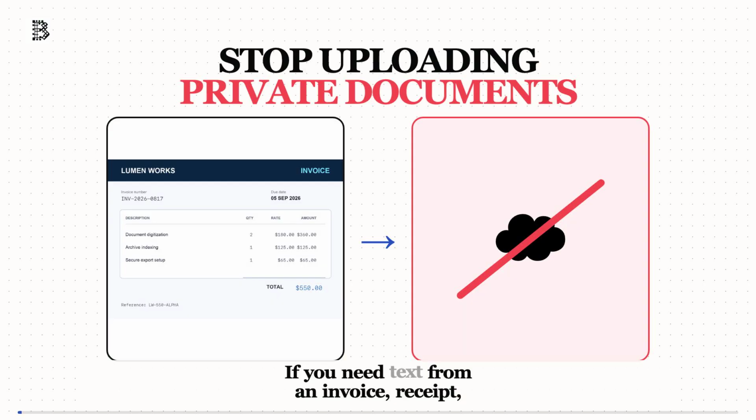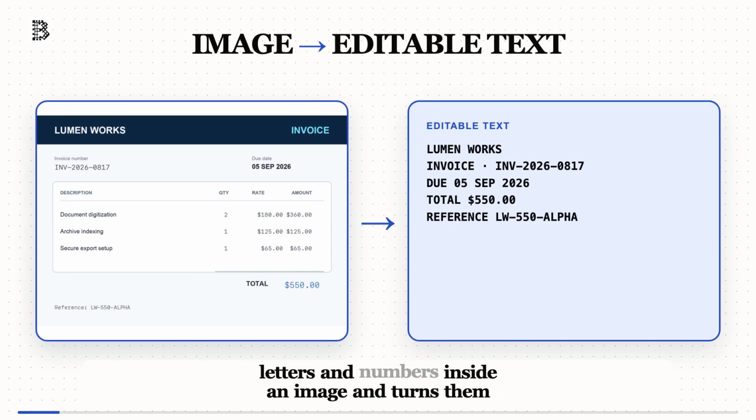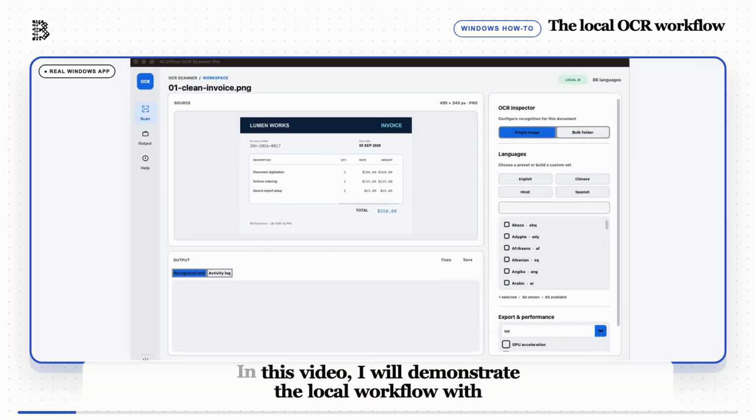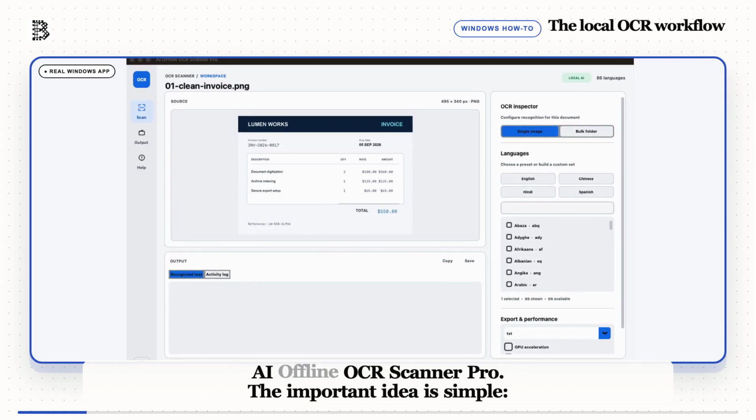If you need text from an invoice, receipt, label, or scan page, you do not have to upload that document to an OCR website. You can run the workflow locally on Windows. OCR means optical character recognition. It looks at the letters and numbers inside an image and turns them into text you can search, copy, edit, or save. In this video, I will demonstrate the local workflow with AI Offline OCR Scanner Pro.